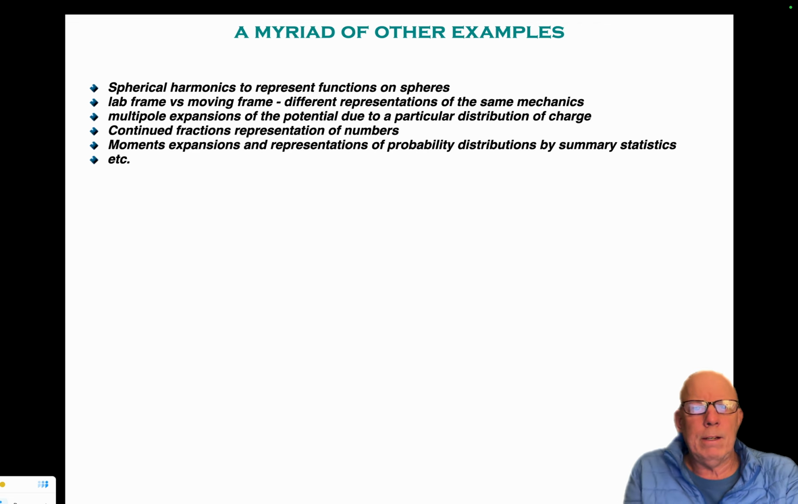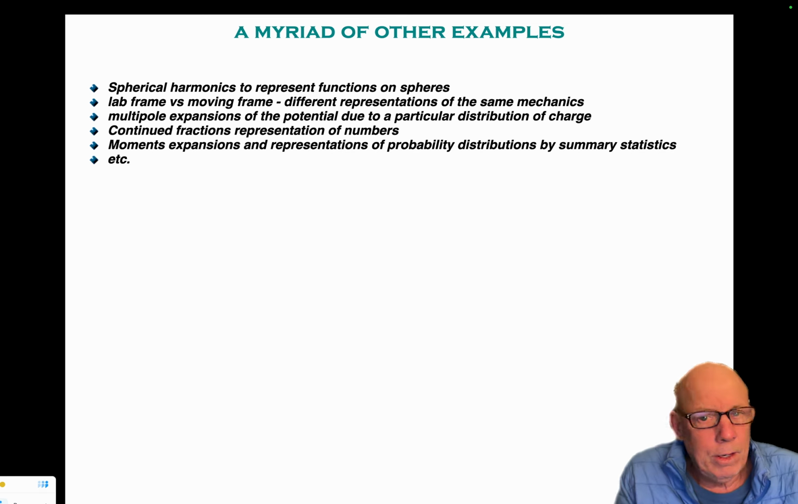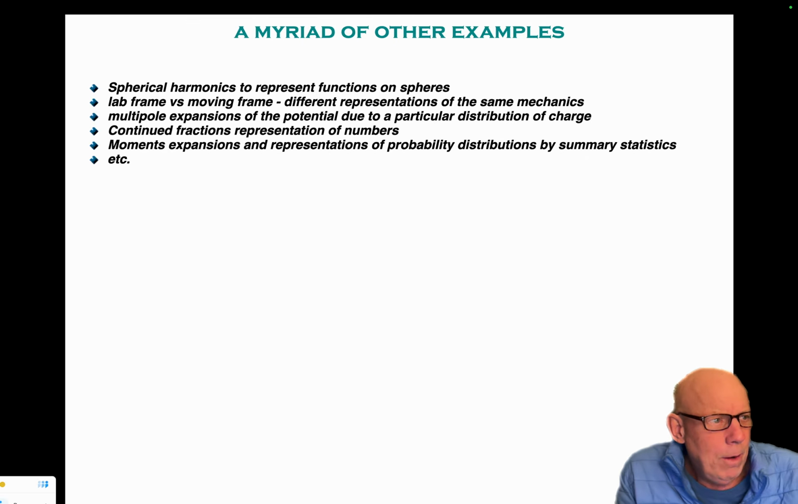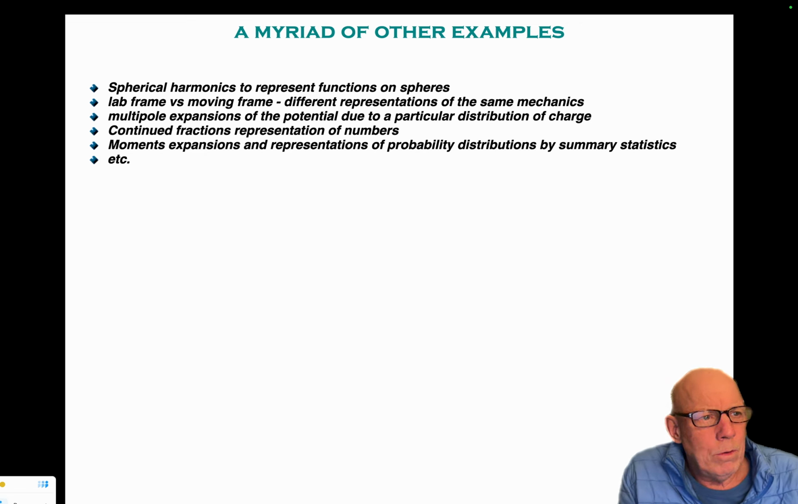That's very interesting. So there's a myriad of other examples of this idea of representation that I could have given you. Spherical harmonics to represent functions on spheres, I've already mentioned that. Lab frame versus moving frame. That's super clever, and really, that strikes right to the heart of the history of astronomy. We had the Ptolemaic worldview, the Copernican worldview. We know that in some sense the Copernican worldview is right. But in reality, most of the time we're on an earthbound coordinate system, and so we have to do hard work to put ourselves in the coordinate system of the sun.